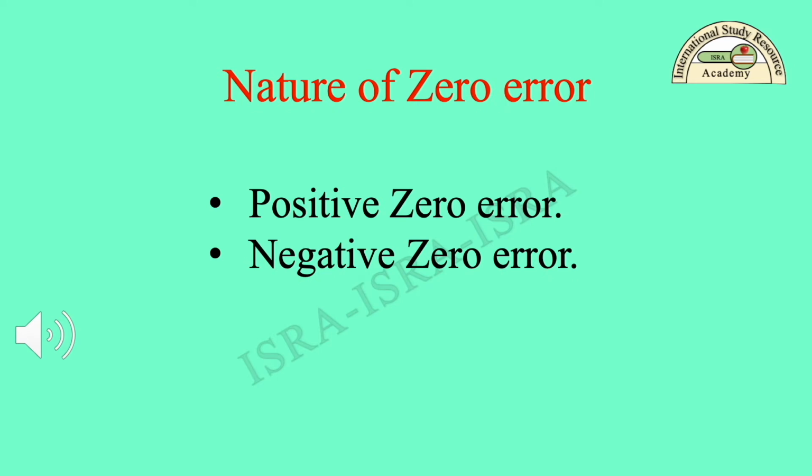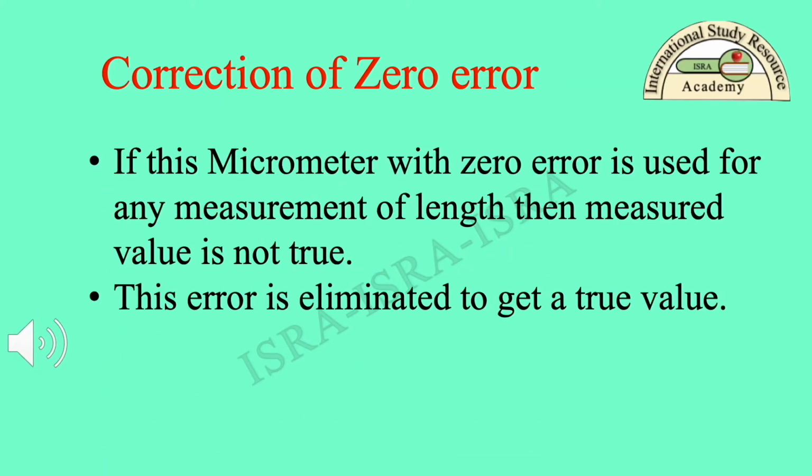Nature of zero error. We have two types of zero error. First one is positive zero error. Second one is negative zero error. Correction of zero error. If this micrometer with zero error is used for any measurement of length, then measured value is not true. This error is eliminated to get a true value.